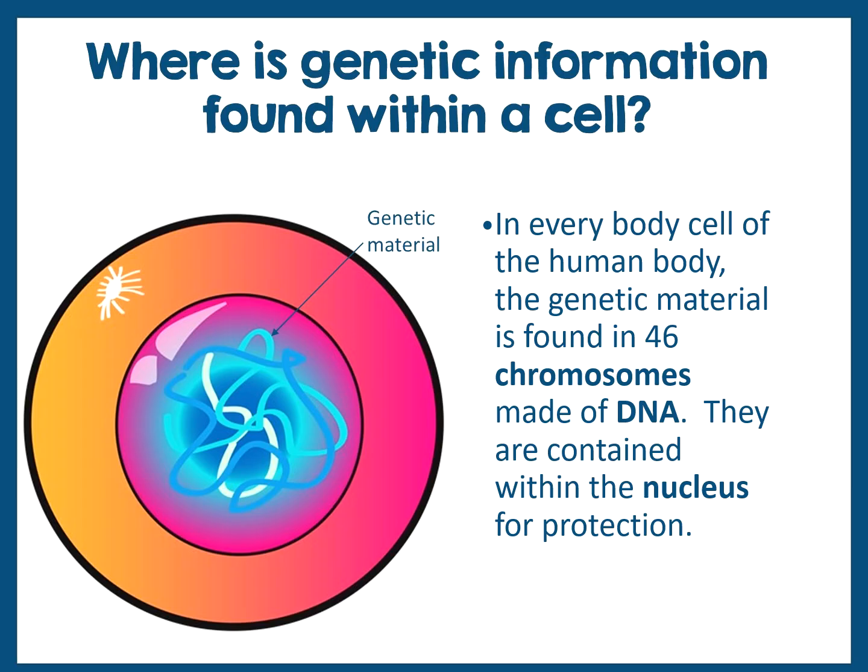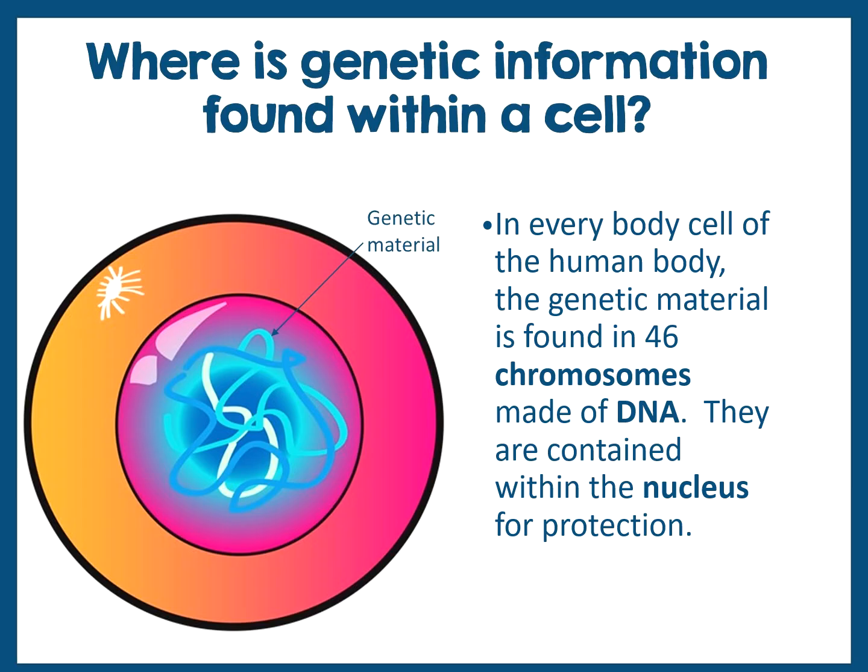So body cells mean everywhere in the body except for the gametes. So your hair cells, your eye cells, your skin cells, your stomach cells, your heart cells, they all will have 46 chromosomes that are made up of DNA. And those 46 chromosomes will be contained within the nucleus. So there's this extra room, safe room for protection.